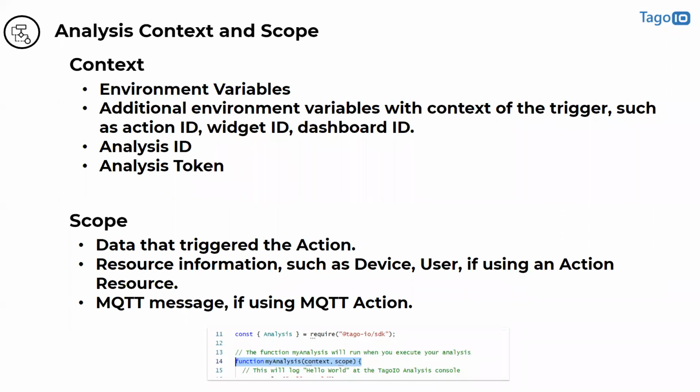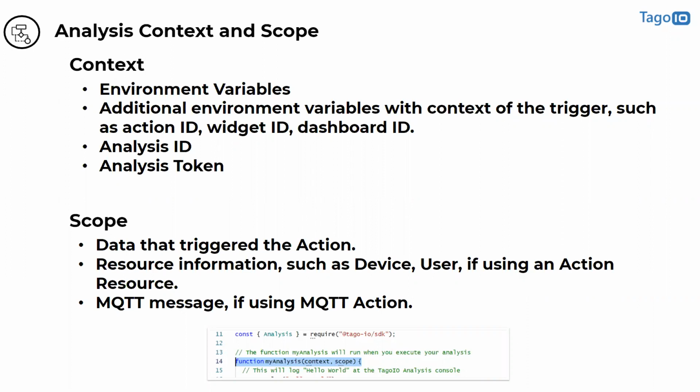Next parameter is the scope. So the scope is what triggered your analysis. It's basically containing the information that was responsible for the trigger.